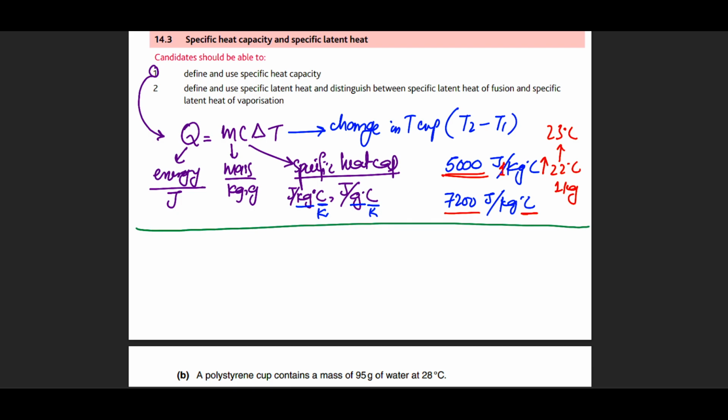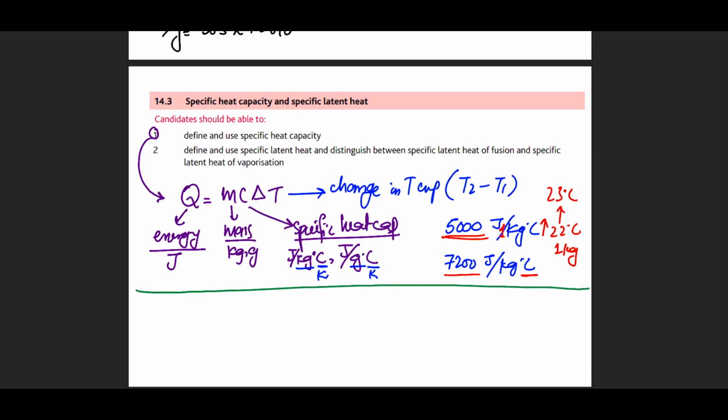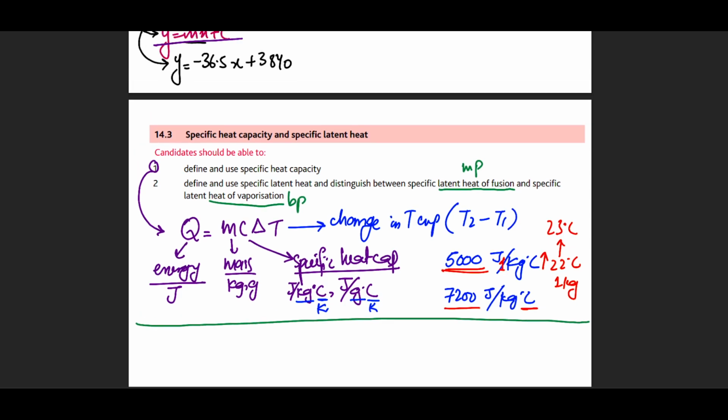Okay, we'll solve some questions regarding this as well. And then we have latent heat of fusion and latent heat of vaporization. Now, both of them are basically the change of state energies. The latent heat of fusion happens at the melting point of any substance, and the vaporization happens at the boiling point of that substance. And both of them are going to have a formula similar in shape, but different variables.